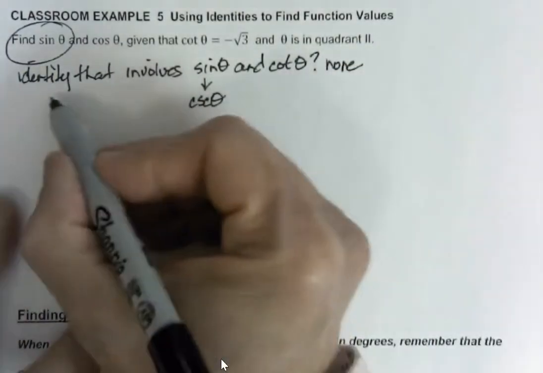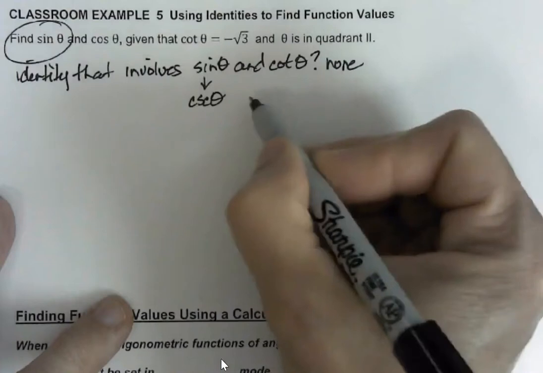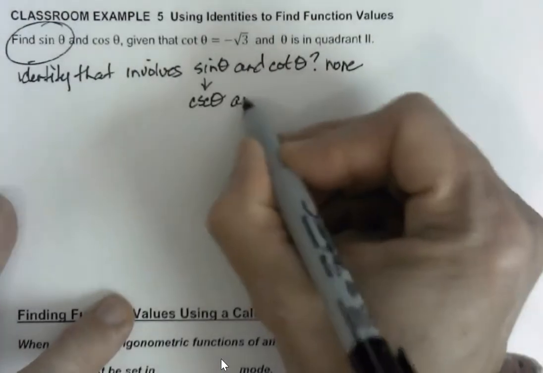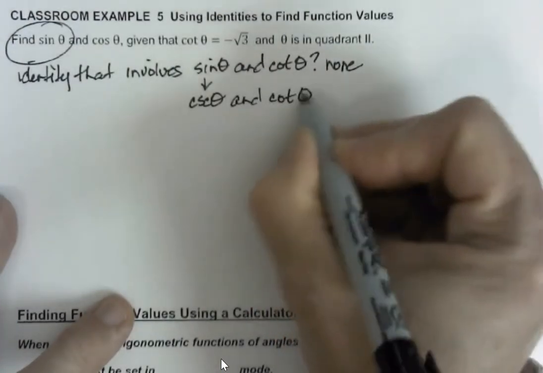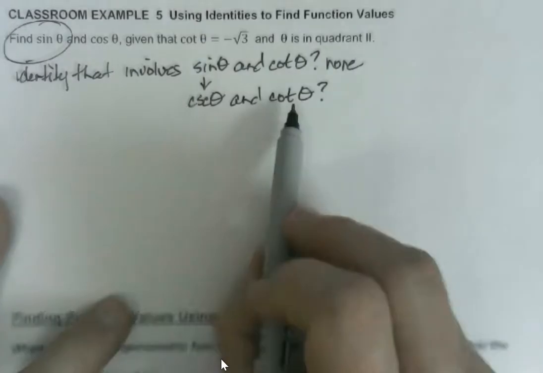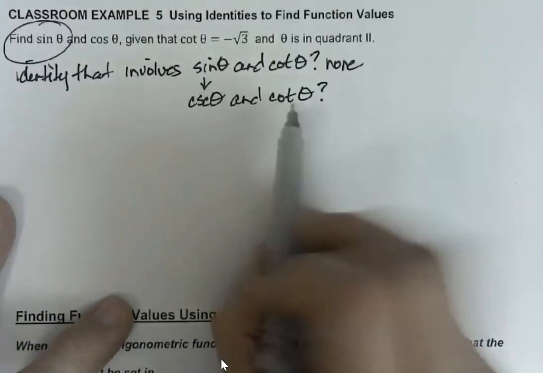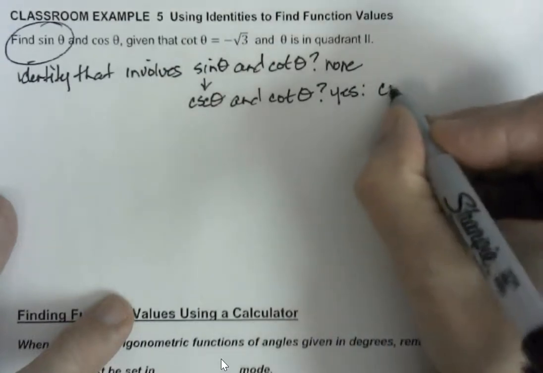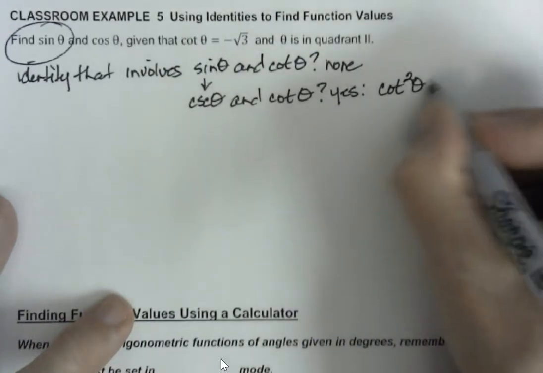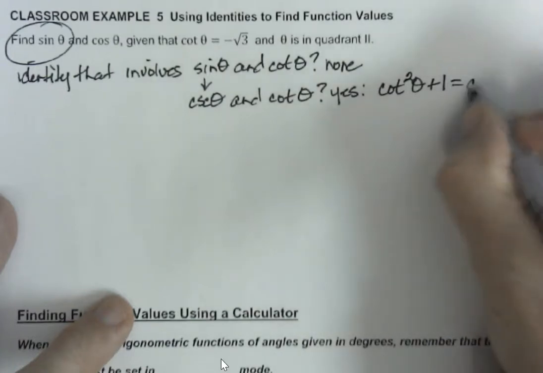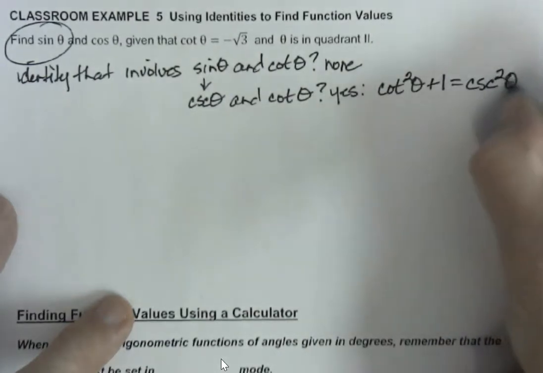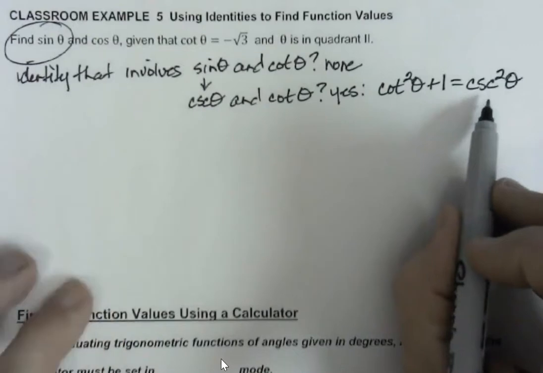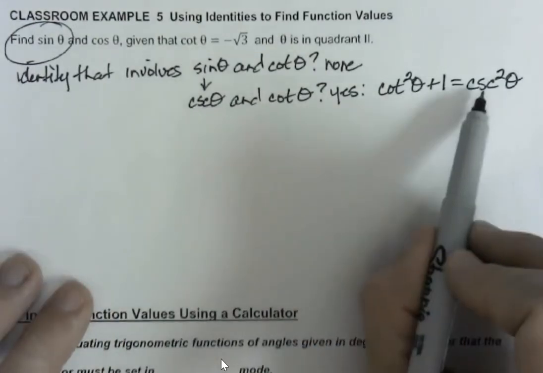So let's look at the reciprocal of sine theta, which is cosecant of theta. So we're going to ask the same question. Is there an identity that involves cosecant of theta and cotangent of theta? And yes, there is actually one that involves these two, and that is cotangent squared theta plus 1 equals cosecant squared theta. This was one of our Pythagorean identities. So let's try using this one.